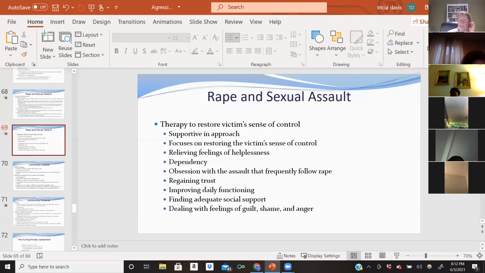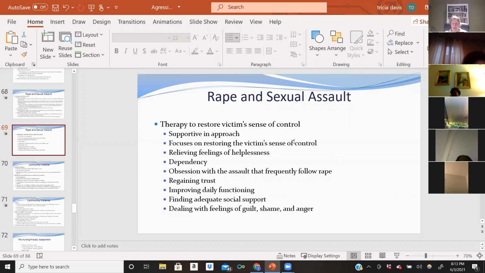So we always want to make sure that we are reiterating to the patient that we are here for them and that we are supporting them. That is our goal, is to support them in any decisions that they make. We want to focus on restoring their sense of control. So giving them ways to exercise control in the situation in the hospital, whatever they can, however you can. We want to listen to them and talk to them and help relieve those feelings of helplessness.